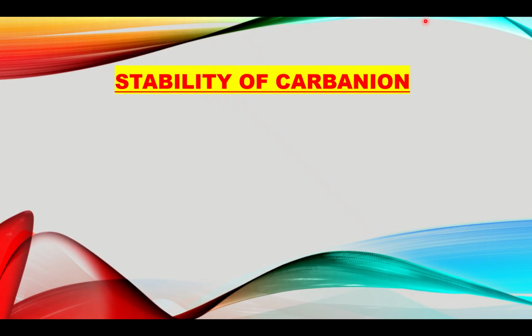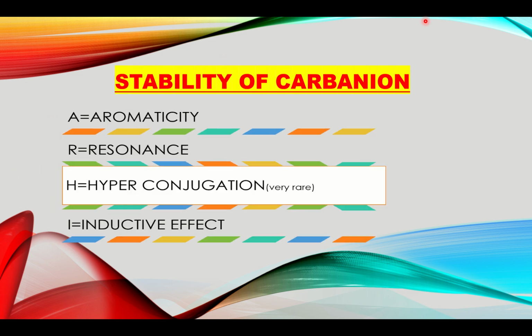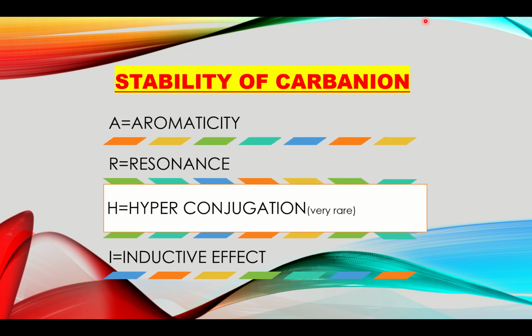Then comes the next part, the stability of the carbanion. Here you can see that on the basis of the same things, we determine the stability of the carbanion. But one thing I want to inform you is that the hyperconjugation case is very rare. Only in some very rare cases do we find the hyperconjugation part. Most of the time we determine the stability of a carbanion by aromaticity, resonance, and inductive effect.